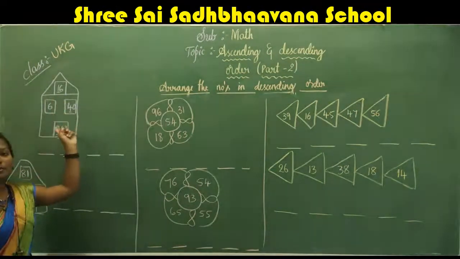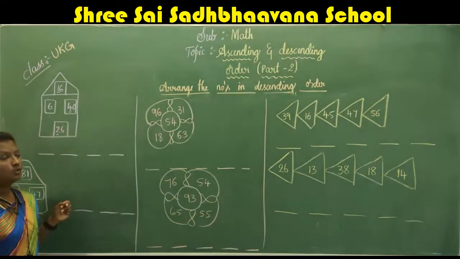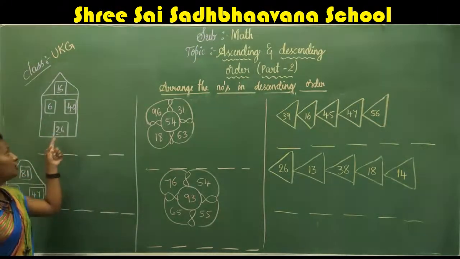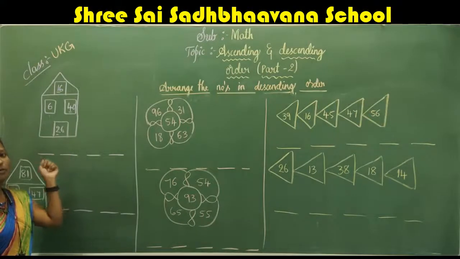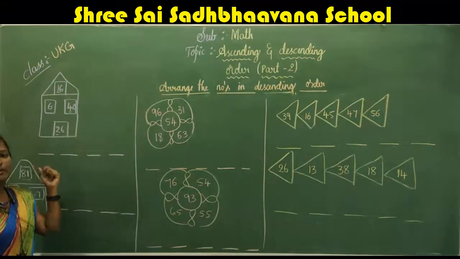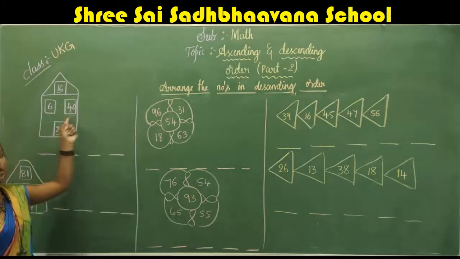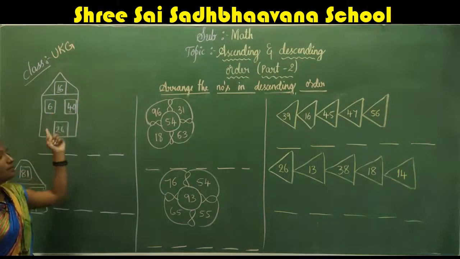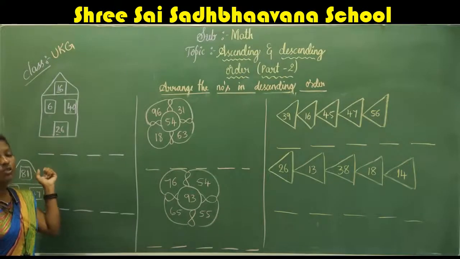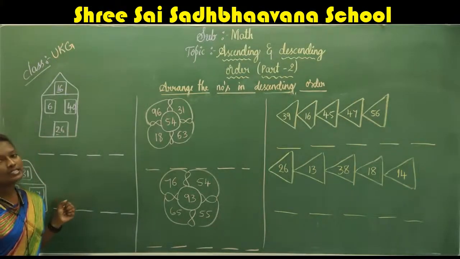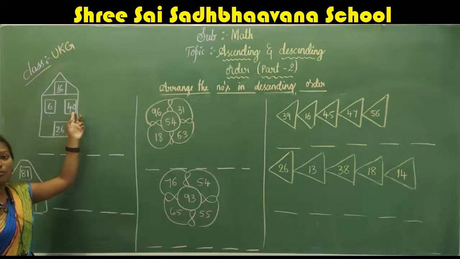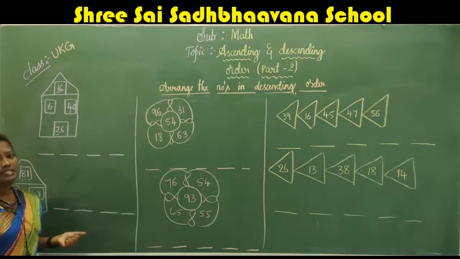So 1 is smaller than 4 and 2. Number 4 is bigger than 1 and 2. And 2 is smaller than 4 and bigger than 1. So 4 is the biggest number. So 40 is the biggest number. This number 40 we have to write in the first place.